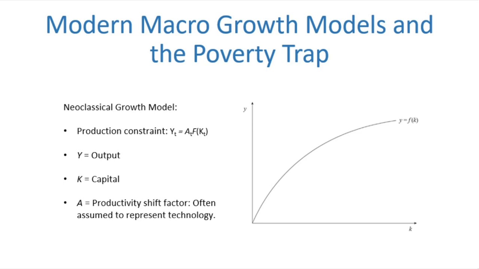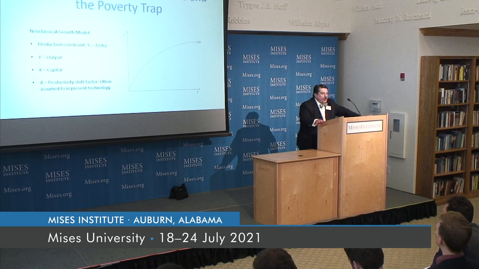Notice, though, in front of the function on the right-hand side of the equation, there's this A at time t. Now, A is what's called the productivity shift factor. It represents the shocks to the production process. A shock to a production process is anything that changes total factor productivity, otherwise known as TFP.